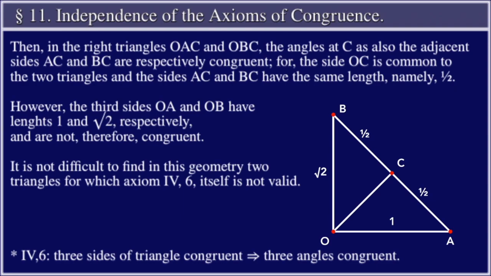Then, in the right triangles OAC and OBC, the angles at C as also the adjacent sides AC and BC are respectively congruent, for the side OC is common to the two triangles, and the sides AC and BC have the same lengths, namely 1/2. However, the third sides OA and OB have the lengths 1 and the square root of 2 respectively, and are not therefore congruent. It is not difficult to find in this geometry two triangles for which axiom 4, 6 itself is not valid.